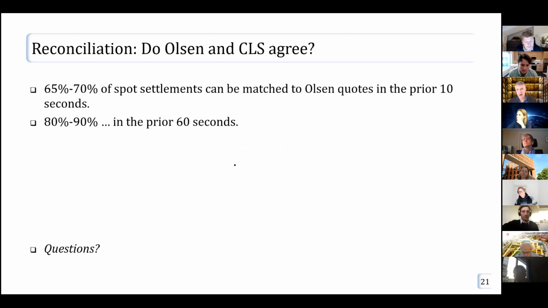Do they match up with our clearing settlement data? About up to 70% of our settlements can be matched pretty closely to the Olsen bid and ask quotes from the prior 10 seconds. If we go to the prior 60 seconds, we can get that match rate up to around 90%. But it's not perfect. And I'll come back to this later when we talk about the timing of our profit imputations.